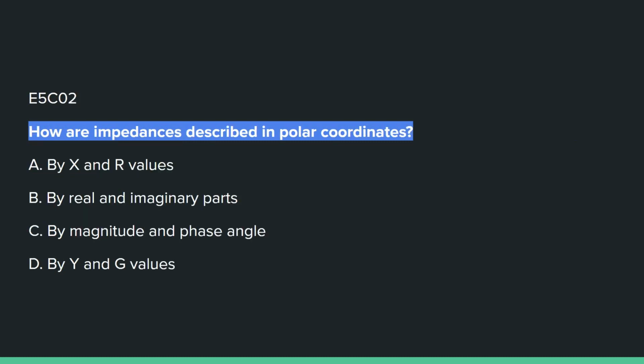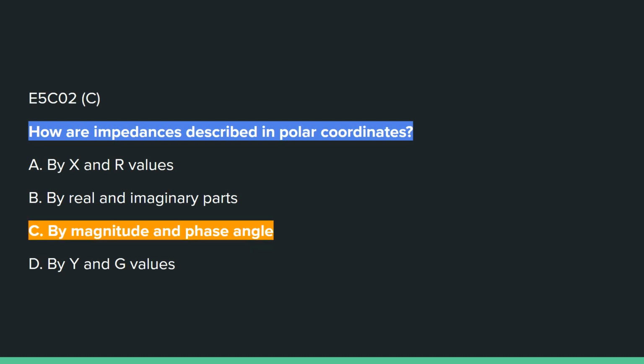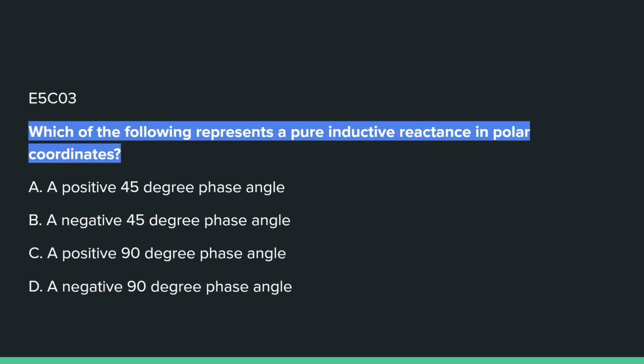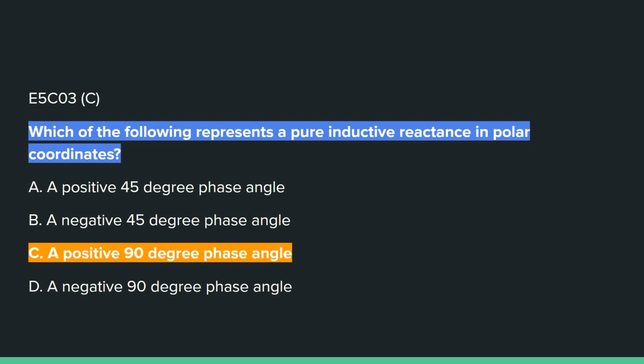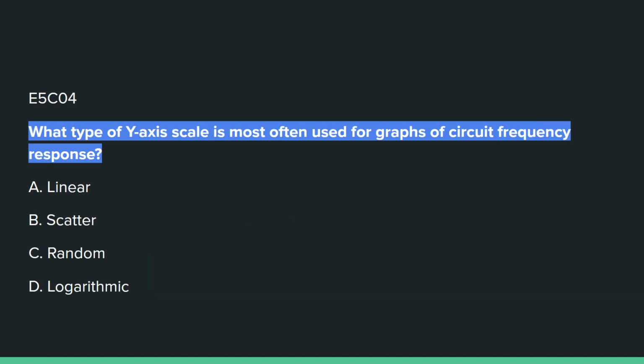E5C02, how are impedances described in polar coordinates? C, by magnitude and phase angles. E5C03, which of the following represents a pure inductive reactance in polar coordinates? C, a positive 90 degree phase angle. E5C04, what type of y-axis scale is most often used for graphs of circuit frequency response? D, logarithmic.